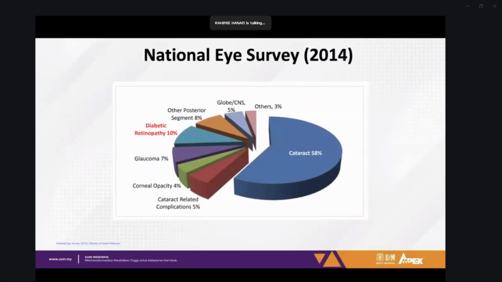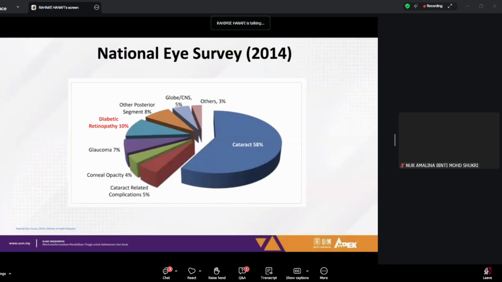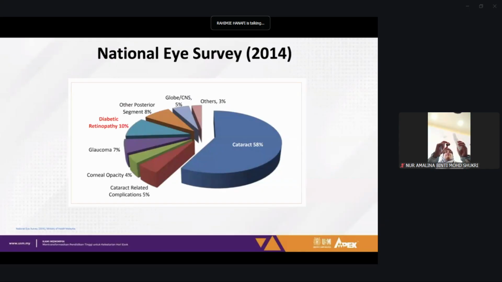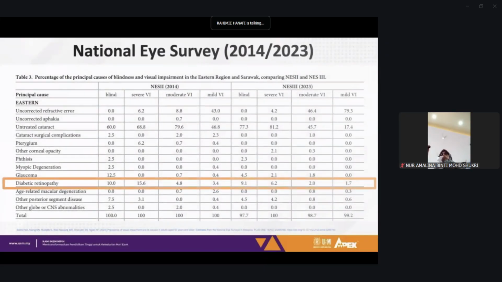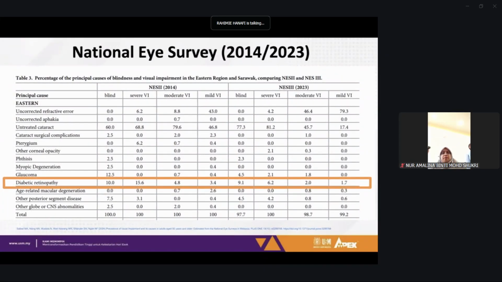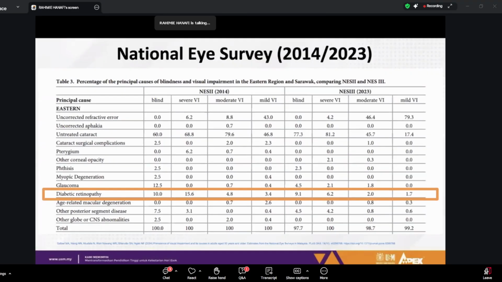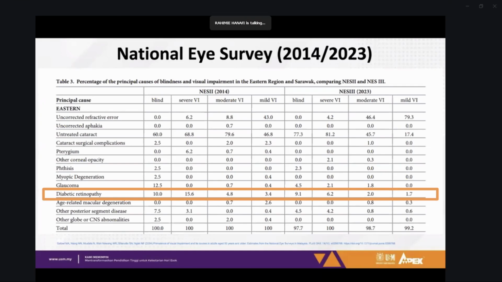In the National Eye Survey 2014, out of all causes of blindness in our country, 10% is due to diabetic retinopathy. And in 2023, they did another National Eye Survey. This prevalence is slightly reduced to 9.1%, but this might be due to a national policy of good control in diabetes.